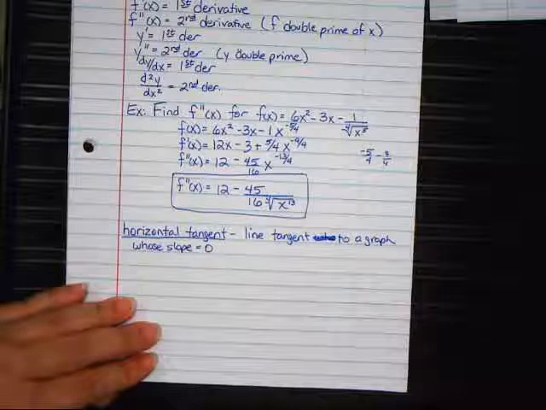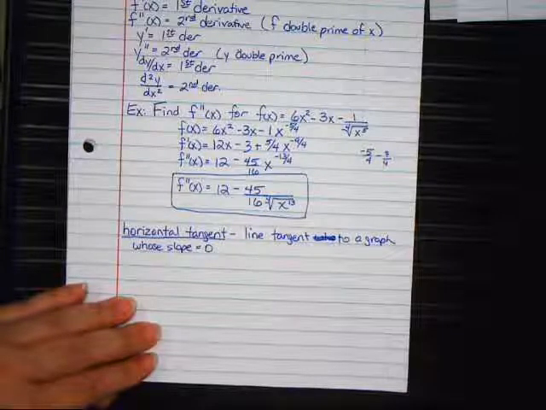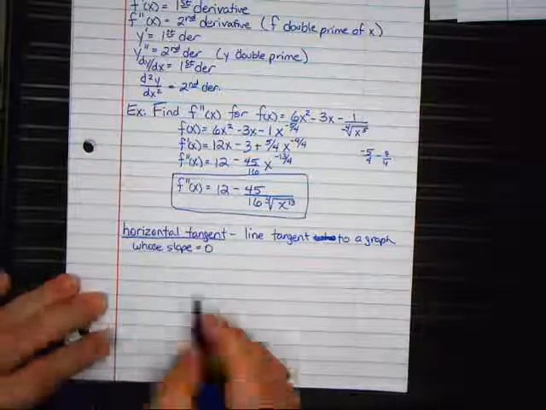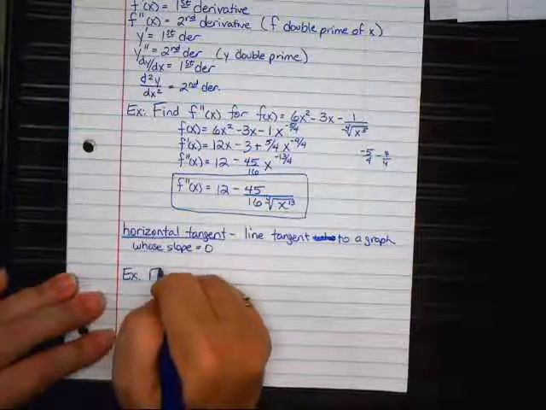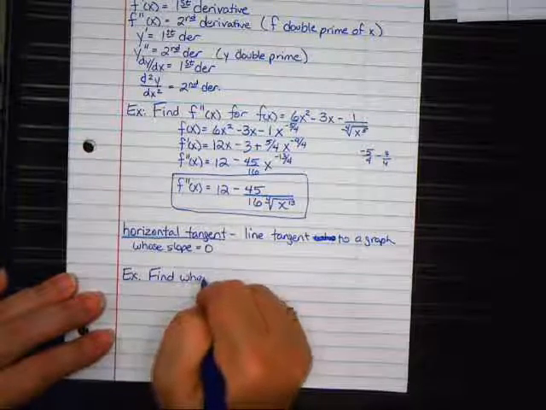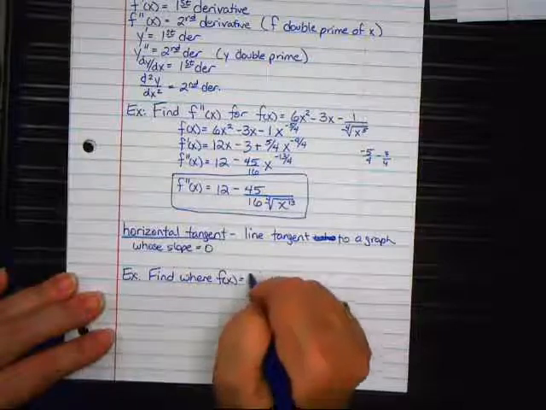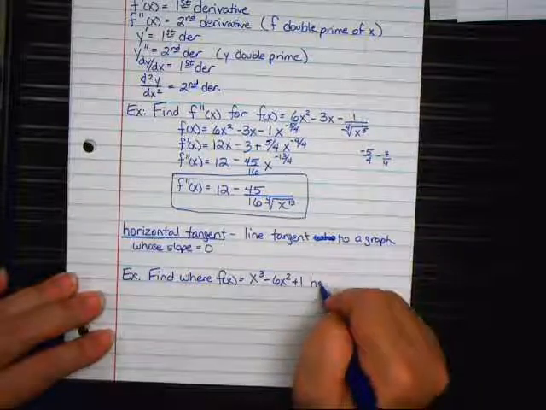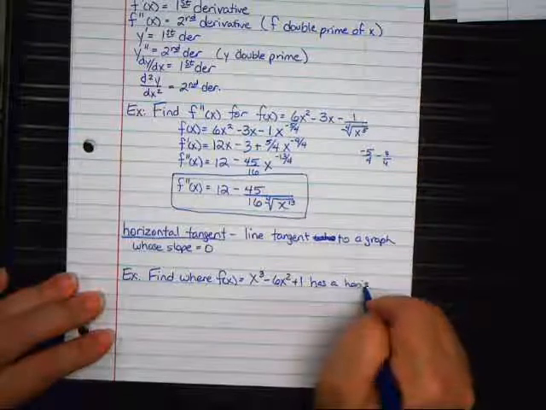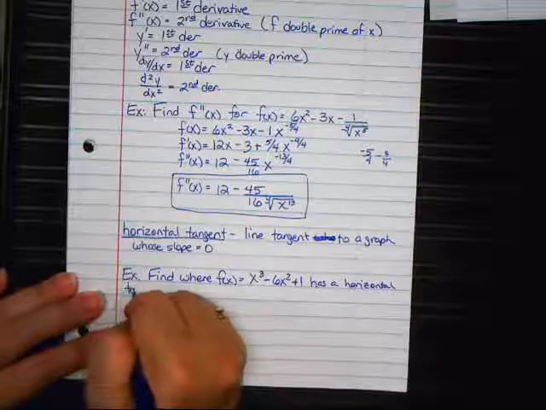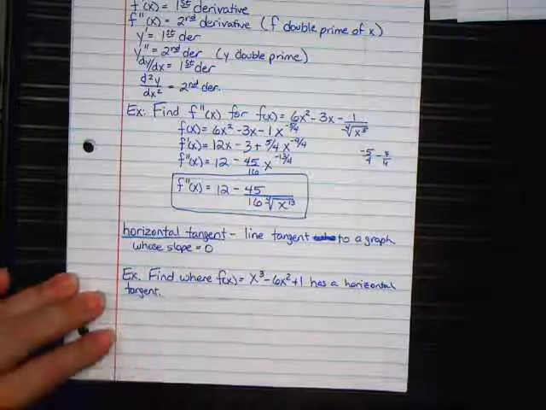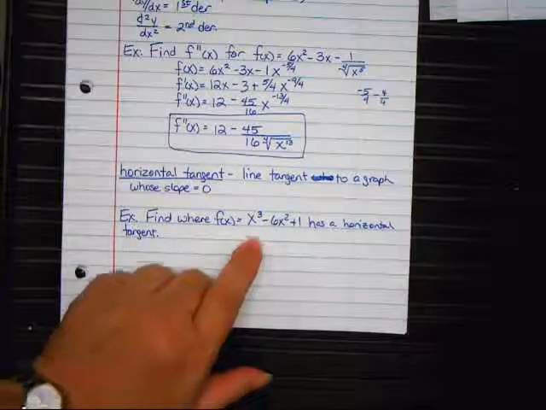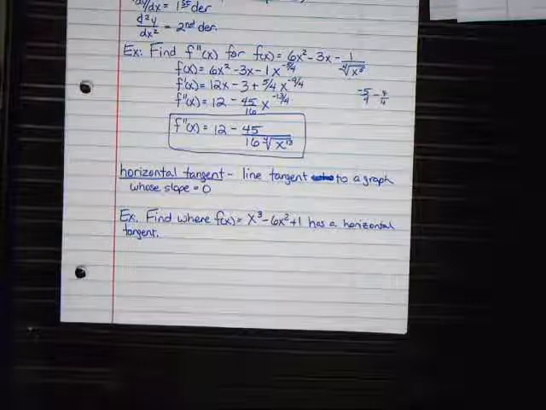So, you're going to be asked to find on a different kind of graph where the horizontal tangents are going to be. So let me show you. Find where, without a calculator, f of x equals x cubed minus 6x squared plus 1 has a horizontal tangent. Okay? I'm going to move this up. Find where this function has a horizontal tangent.